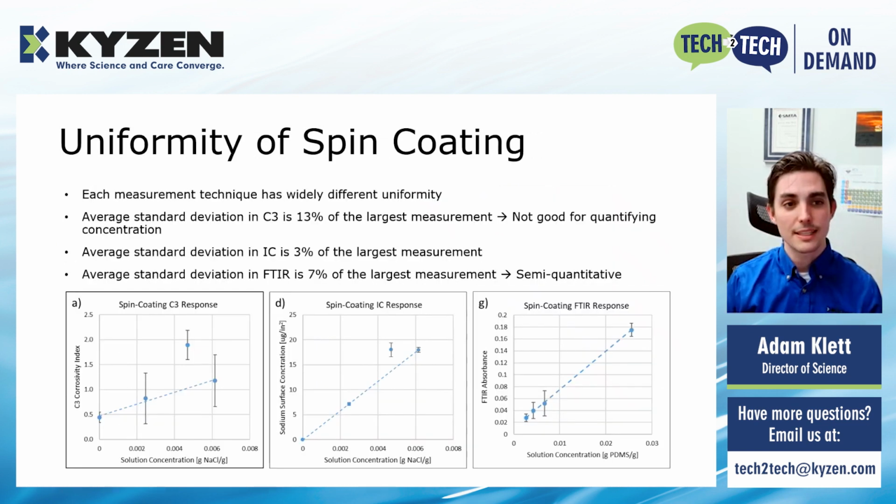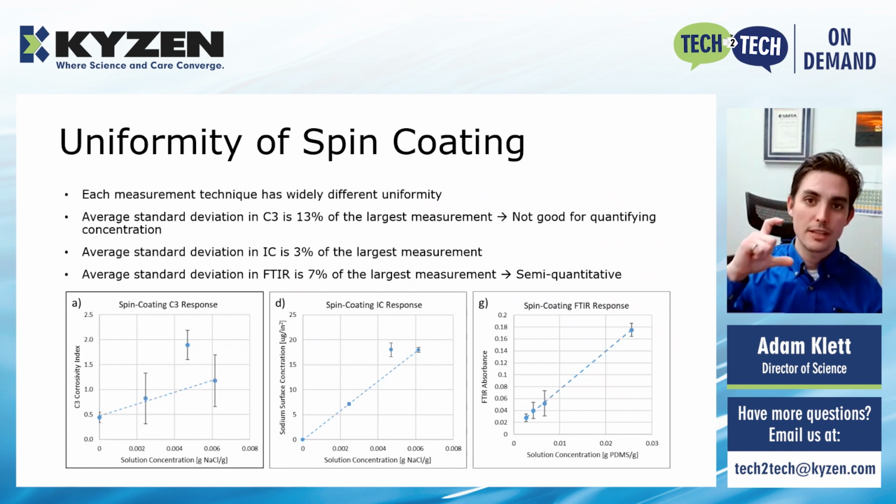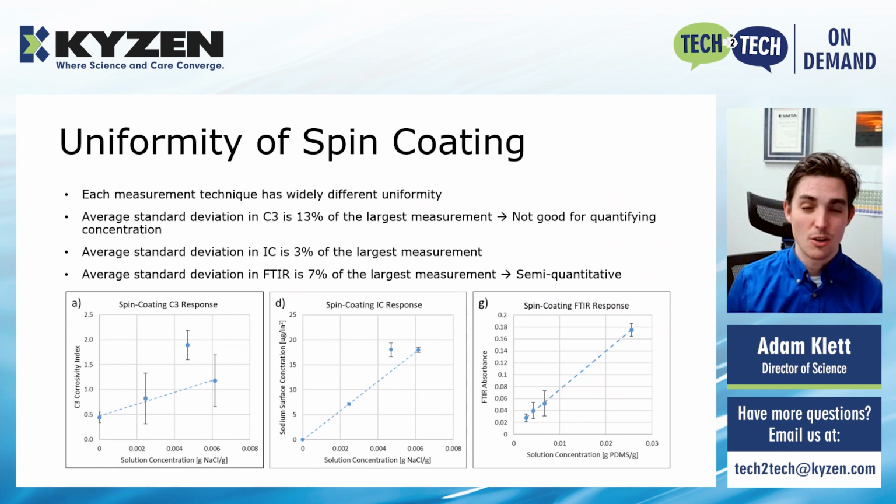All right, so let's look at the data for the uniformity of the spin coating. In the charts, on the left we see the C3 response. In the middle chart is the IC response, and on the right we see the FTIR response. The error bars in each case represent the standard deviation across all the different points on the same board. So the bigger those standard deviation bars are, the less uniform we were able to get that sample. First of all, we notice that each measurement has its own different uniformity levels.